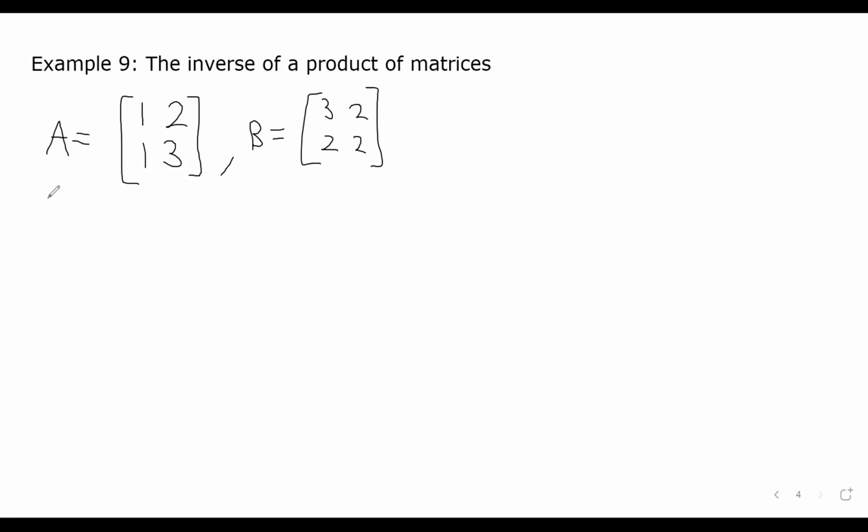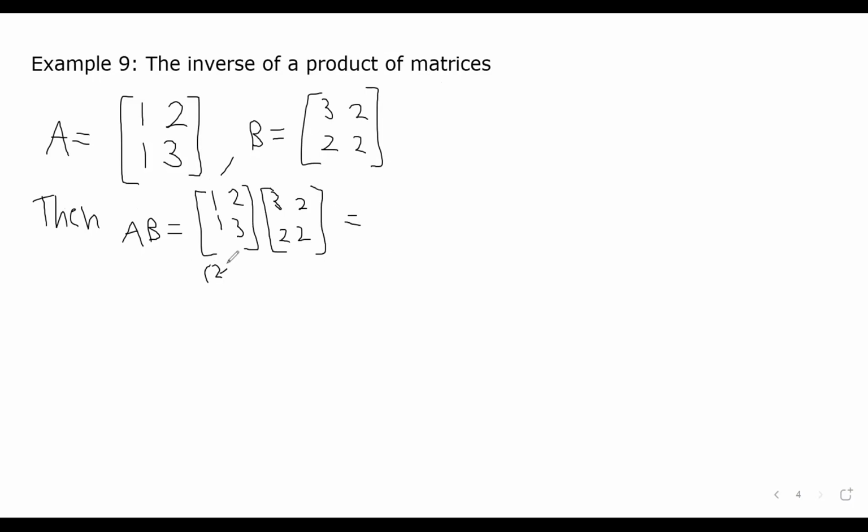Okay, then that means, so then A times B, if you took A times B and you multiply them, then you would have this matrix 1, 2, 1, 3. And you would multiply it by the matrix 3, 2, 2, 2. And so this is a 2 by 2 matrix, and this is a 2 by 2 matrix. The inner entries are the same, and the outer entries determine the size of the resulting matrix. And so the result of the product is another 2 by 2 matrix.